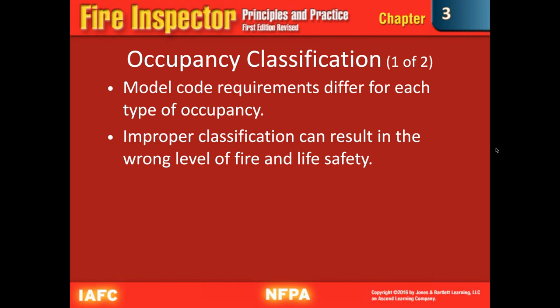Model code requirements differ for each type of occupancy. Apparently, like I said, an assembly and healthcare are going to be two very different things. Improperly classifying a building can result in an inadequate or excessive level of fire and life safety. When it's inadequate, lives are at stake. When it's too much, then it's money that's at stake.